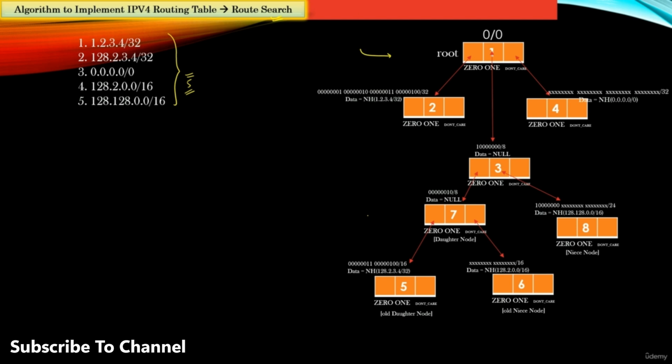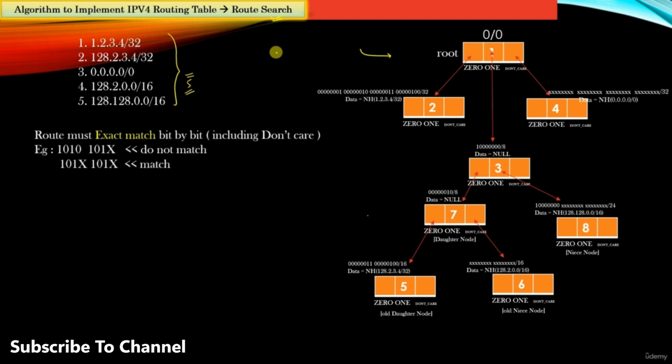Now we are going to discuss how to search for a particular route in this mtry data structure. When I say searching a particular route, it means that given a route, let's say 128.128.0.0/16, I need to come up with the answer yes or no whether this route is present in this mtry data structure or not. The route search algorithm is based on exact match bit by bit, including the don't care.